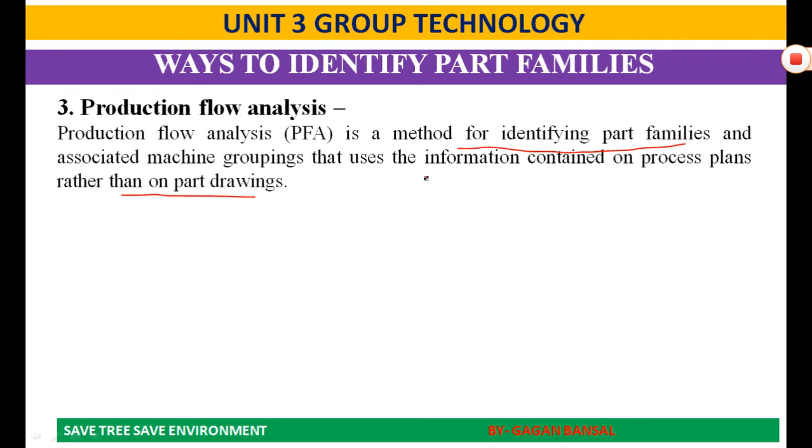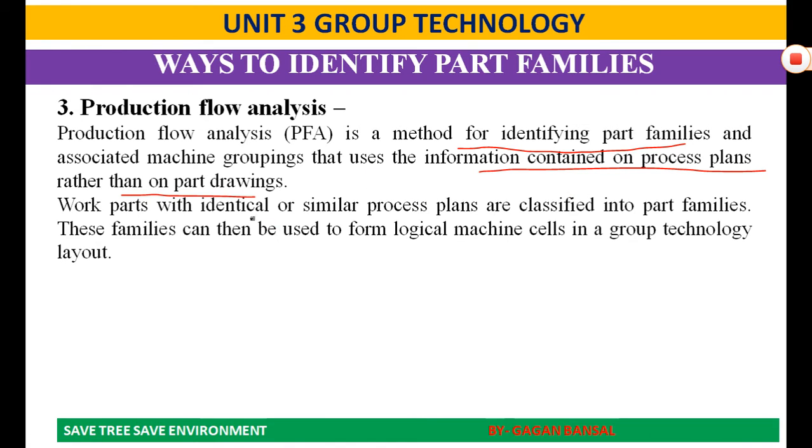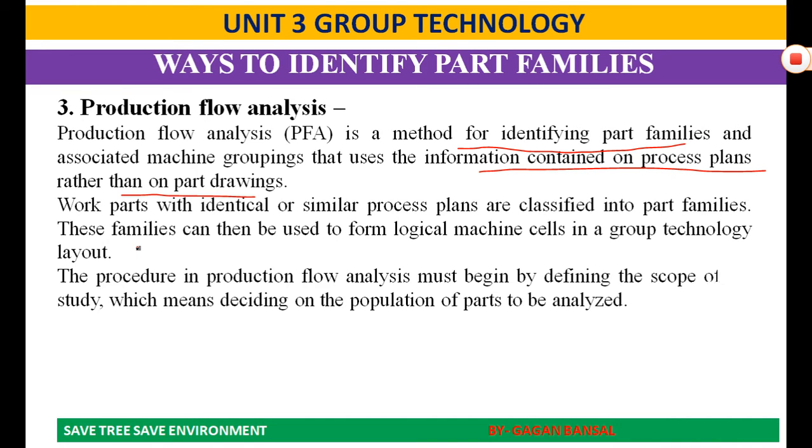So production flow analysis, also known as the PFA method, is a method for identifying part families and associated machine grouping that uses the information contained on process plans rather than on part drawings, and these process plans are very systematically identified on the route sheets. Work parts with identical or similar process plans are classified into part families, as we have already discussed. So these families can then be used to form logical machine cells in a group technology layout. Based on these part families, different machine cells are identified to make the process easy as well as economical.